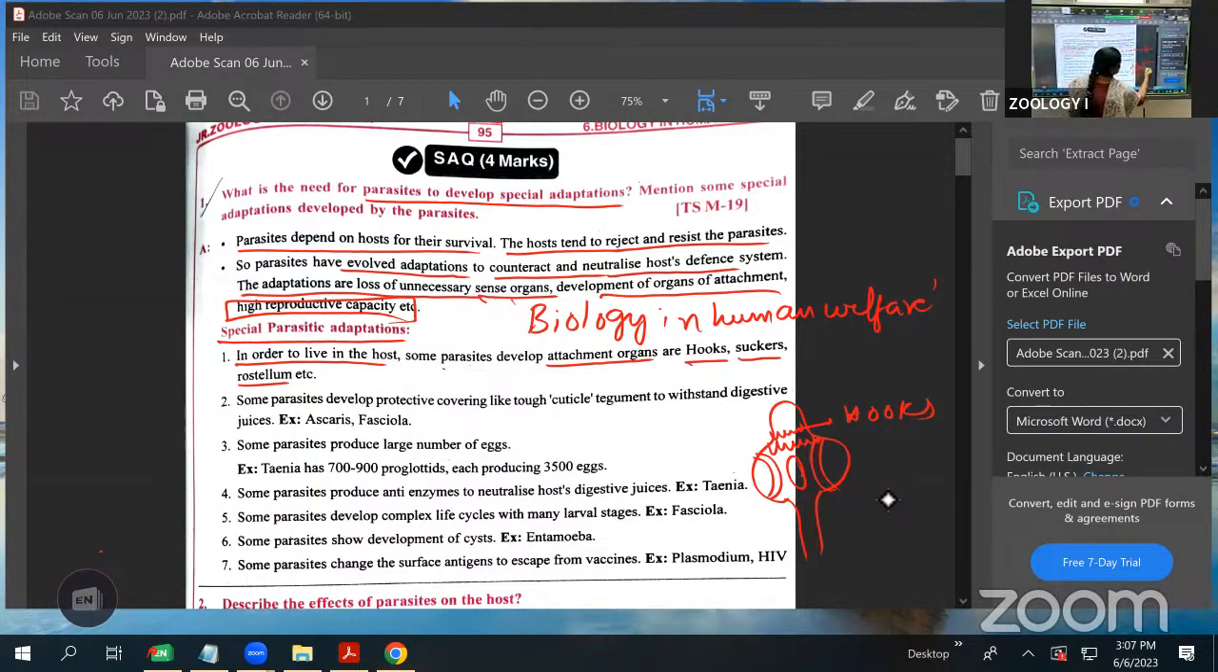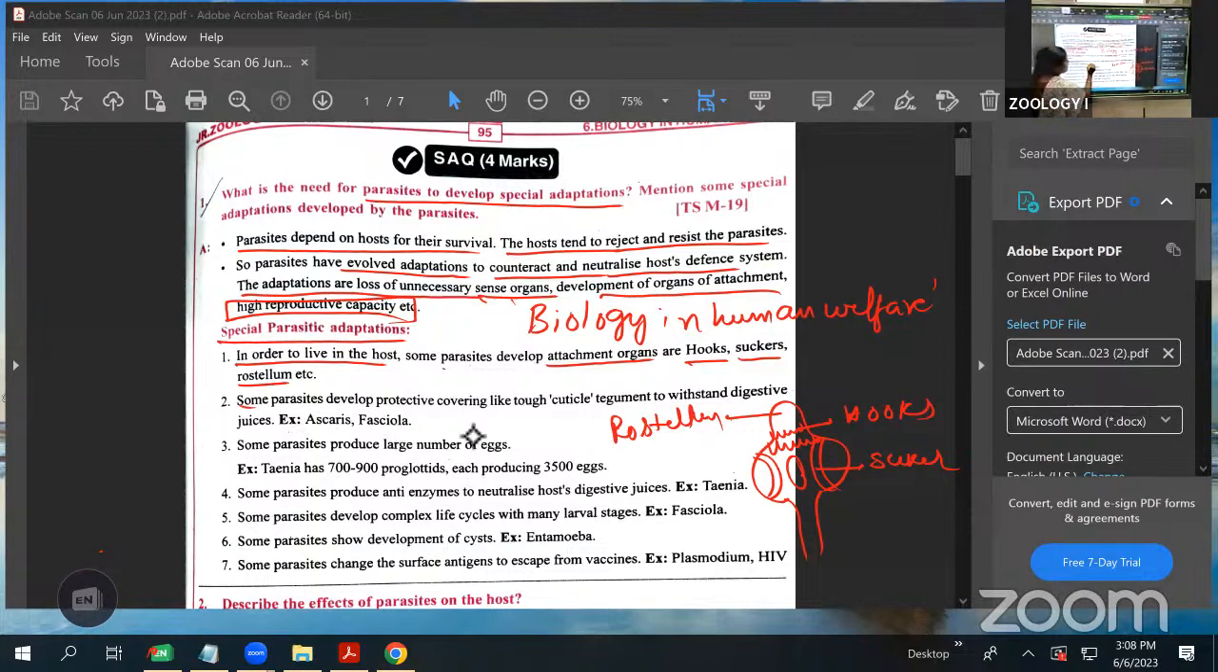They are also helpful for the attachment to the host. Clear? Next is the rostellum. The conical structure is what we call a rostellum. All three are called attaching organs. In order to live in the host, some parasites prepare attachment organs. What are they? Hooks, suckers, and the rostellum, for the attachment purpose. This is the first one.